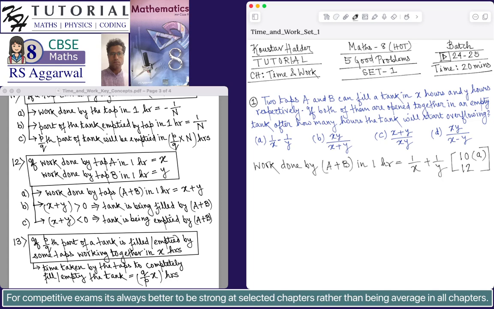Okay, so we have this. Work done by A plus B in 1 hour is 1 by X plus 1 by Y. If you simplify, this becomes (X plus Y) divided by XY. Now whenever you have an expression that is work done in 1 hour, it could be 1 day, this could be a men and work problem, that is work done in unit time, always try to express the result as 1 by something. That is, this will be 1 by (XY divided by X plus Y).